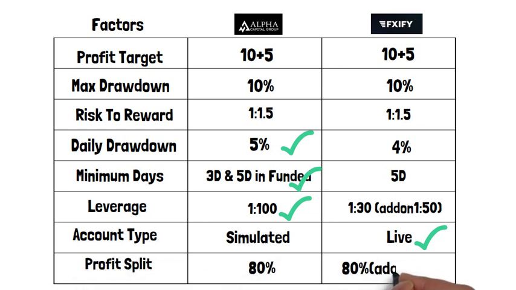Profit split is 80% in both the Propfirm. However, in case of FXify you can use the add-on by paying the extra amount. You can get a profit split of 90%. There is no much comparison by default out here.